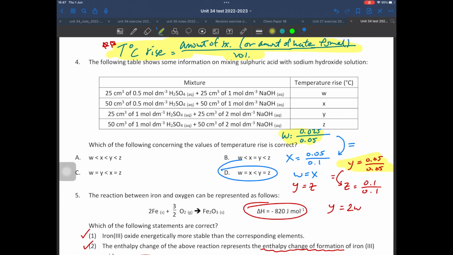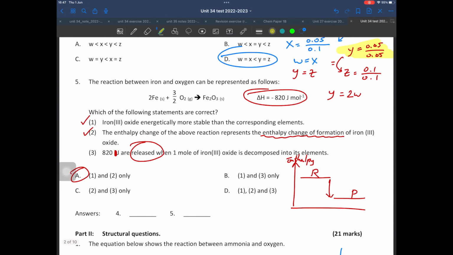Question 5. Yes, there is a typo here, right? In statement 3, but this will not affect our final answer. So first of all, if you study the enthalpy level diagram, you will see the reactant and the product. Because this is an exothermic reaction, they should look like this. So of course, P, the product, is in a lower position, which is more stable energetically. So statement 1 is correct.